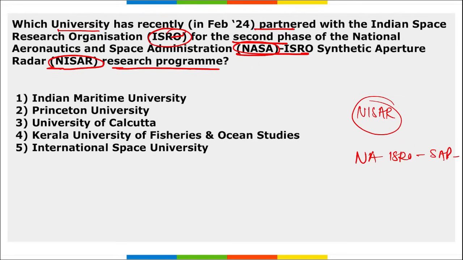So the question asked here is: which university has recently partnered with ISRO for the second phase of NASA ISRO synthetic aperture research program? The organization here is Kerala University of Fisheries and Ocean Studies, right? And this is also known as KUFOS, Kerala University of Fisheries and Ocean Studies.